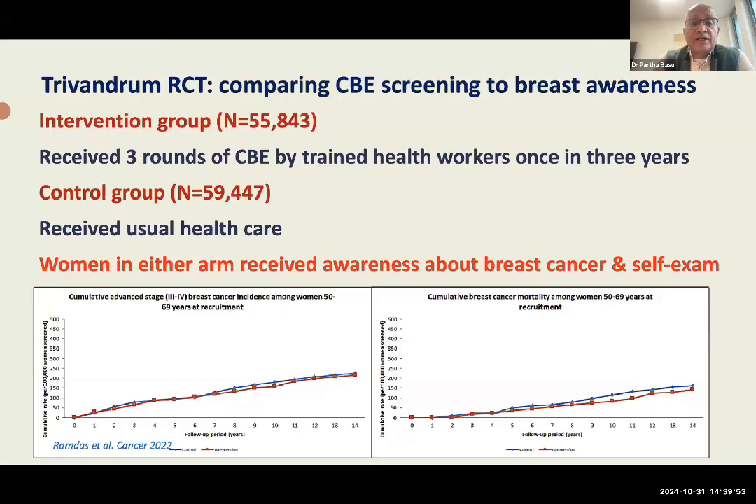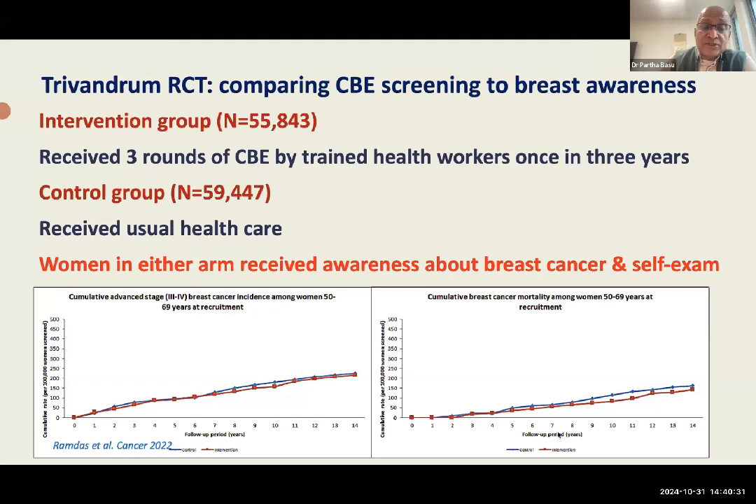implemented in southern India, you can see a large number of women were recruited. In one arm, women underwent CBE every 3 years for 3 rounds, and that was the intervention group. In the other group, the control group, we didn't do any screening. In India, there is very little access to mammography screening. But we told all these women about breast self-examination. We created breast awareness, and we also made sure that these women had access to good quality diagnostic care and treatment care.